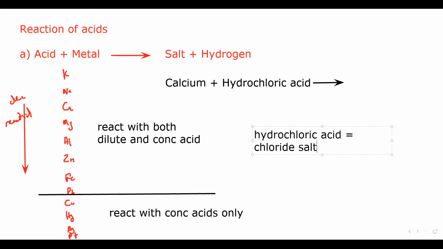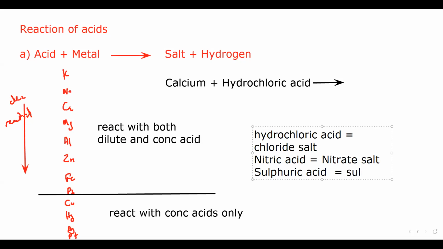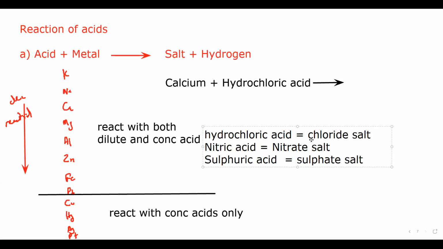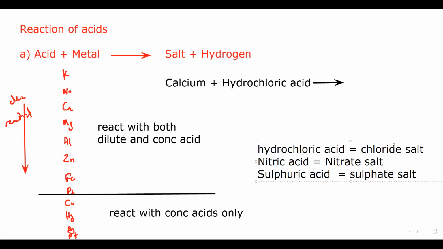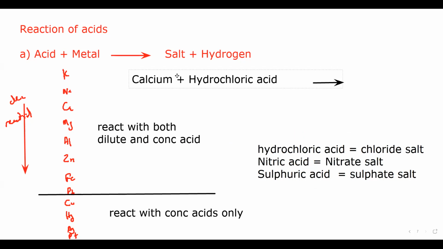If it is nitric acid, this will give nitrate salt. And if it is sulfuric acid, this will give sulfate salt. So these are the salts which we commonly prepare. If it's hydrochloric acid, then it will be a chloride salt, nitric acid, nitrate salt, and sulfuric acid will result in the formation of sulfate.